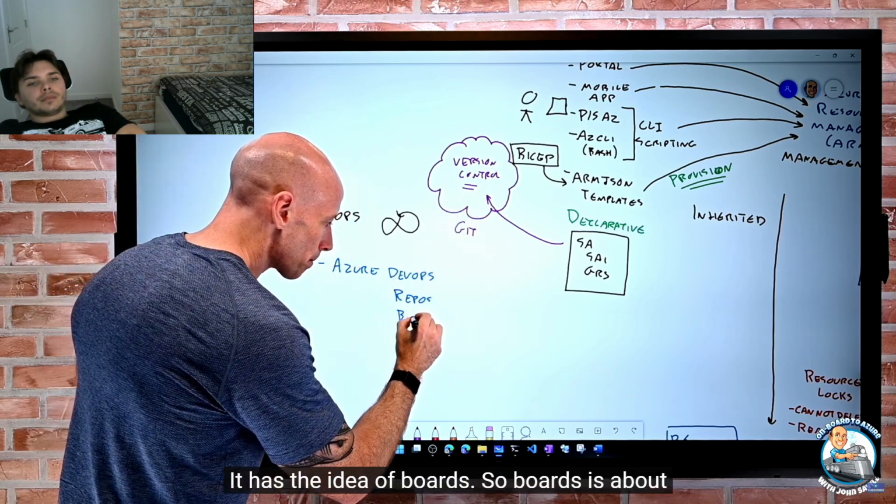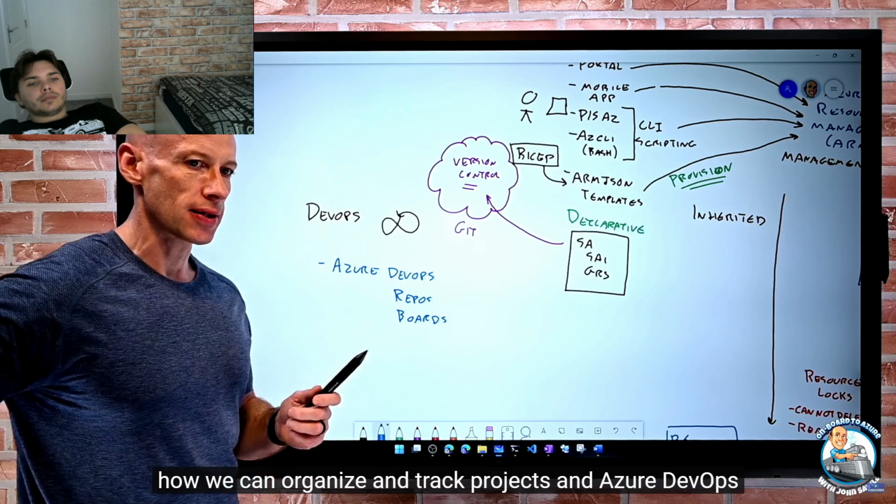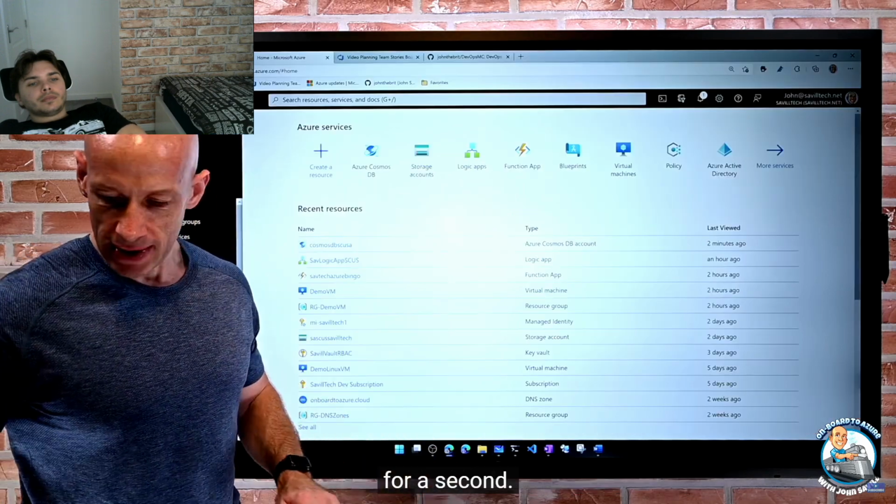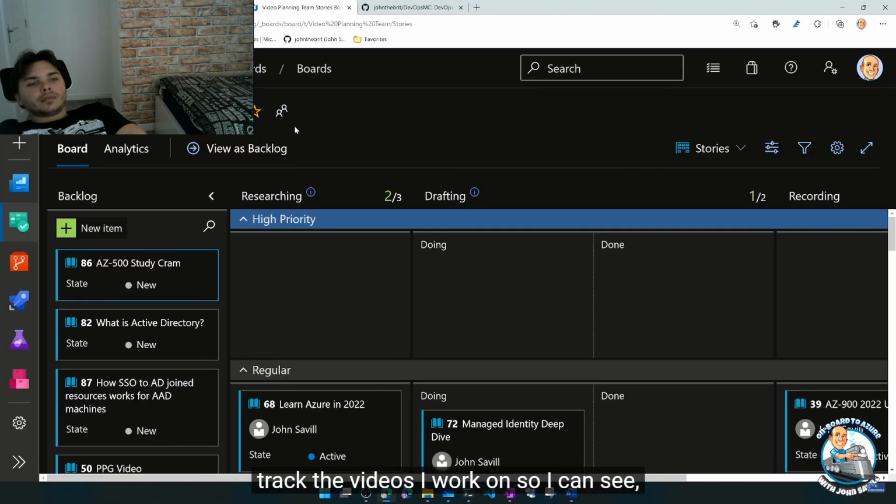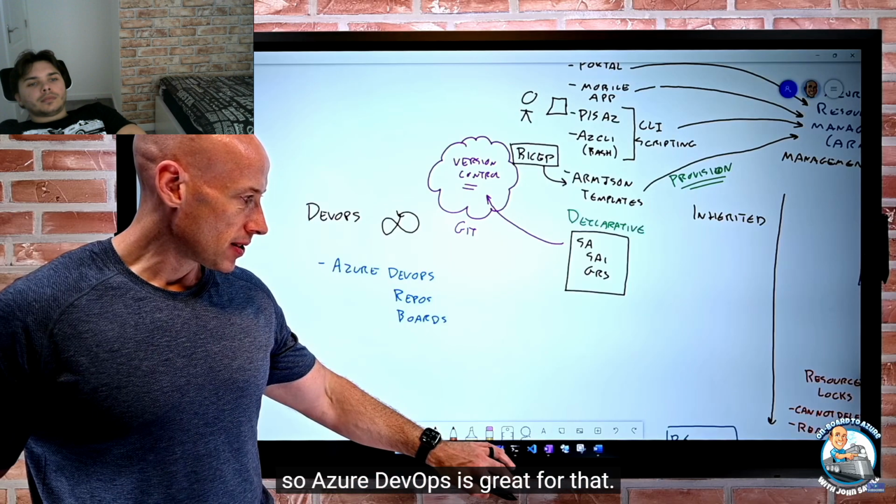It has the idea of boards. So boards is about how we can organize and track projects. And Azure DevOps is very, very good at this. If we jump over for a second, I've kind of got a board that I use to track the videos I work on. So I can see, hey, this is my video planning board. And we have these Kanban boards, which is based on how we organize and move things. I can have these swim lanes and work in progress limits. It's a really great, powerful solution. So Azure DevOps is great for that.